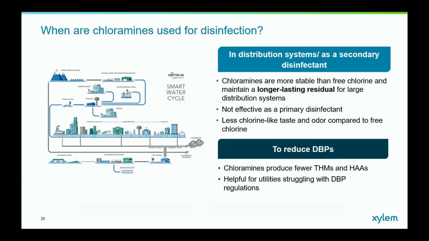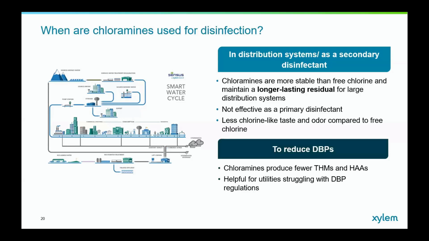So when and why are chloramines used for disinfection over free chlorine? The first part of that answer is when operators choose to use monochloramine as the secondary disinfectant in a distribution system. The why part of that answer is to reduce the formation of DBPs in the distribution system.